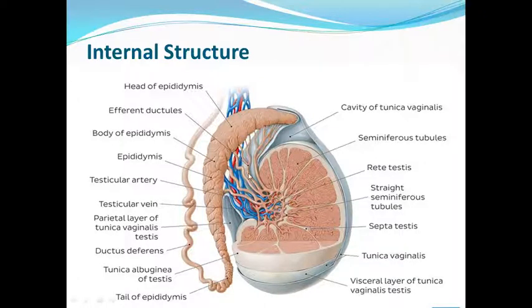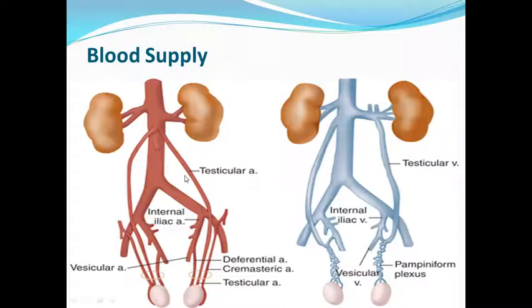Each of these ductules or tubules will become highly coiled and will enter or form the lobes of the head of the epididymis. So this is all about the internal structure of the testis. Now talking about blood supply.